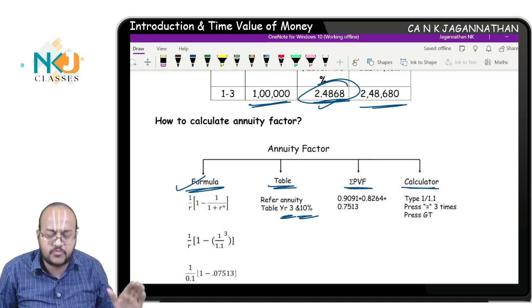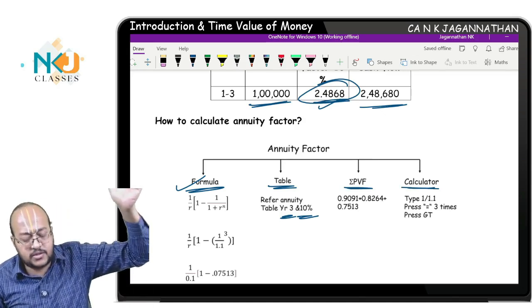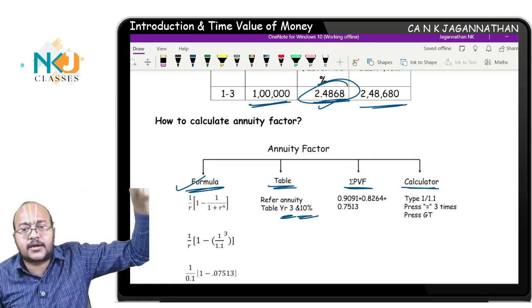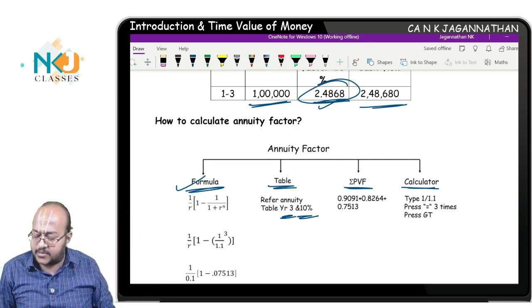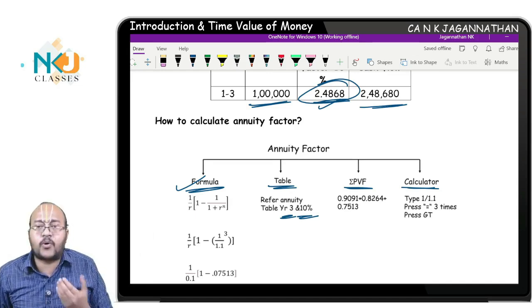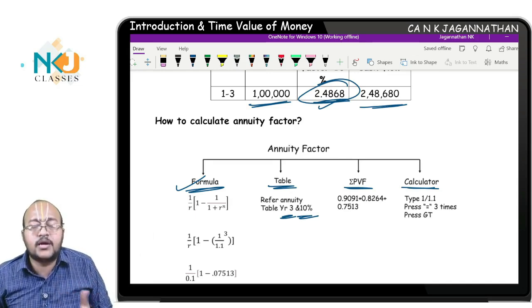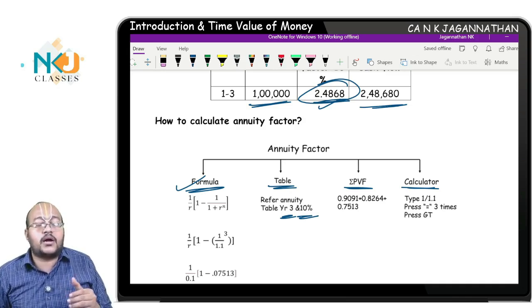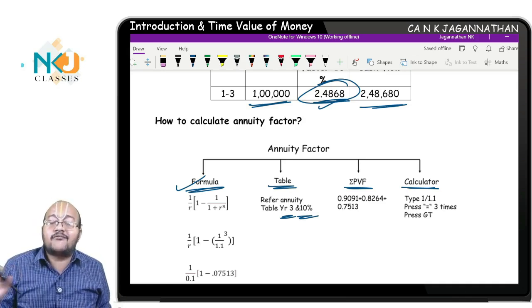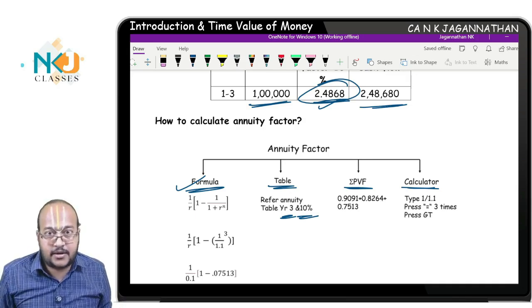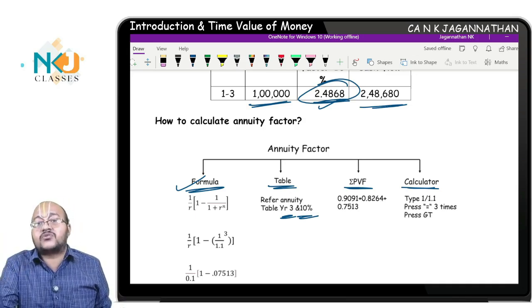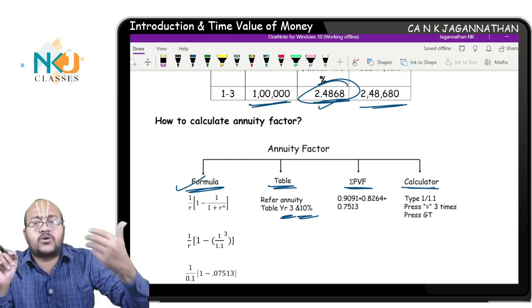What you should do? Very simple. 1 divided by 1.1 is equal, 3 times. You press equals, correct? So in your calculator, you press 1 divided by 1.1. Why 1.1? It depends on what rate you are discounting. Say you need to discount at 15%. What you will do? 1 divided by 1.15 you will take, correct? The 1 plus r raised to the power n is there, right? The denominator rate, you should replace with whatever rate you want to discount or compound at.